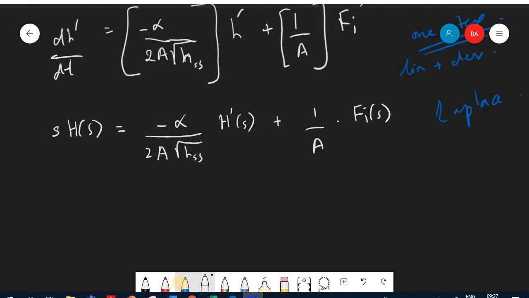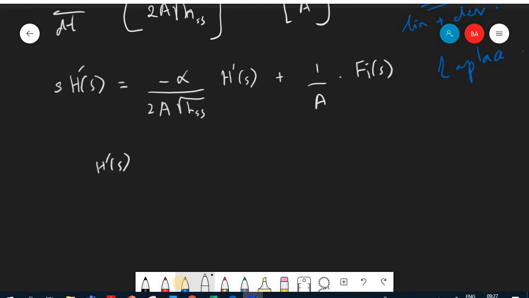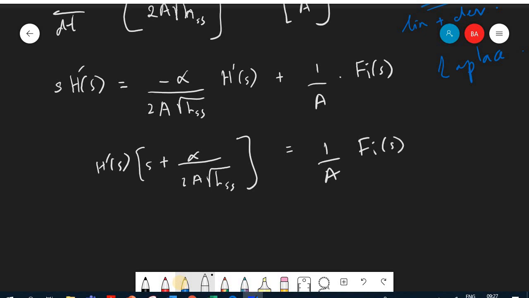Now taking this as a common factor, actually we'll get to the same equation. So we don't need to do this again, but if you take a common factor of H of s, this will be s plus alpha over 2A into the height at steady state is equal to 1 over A into Fi at steady state.